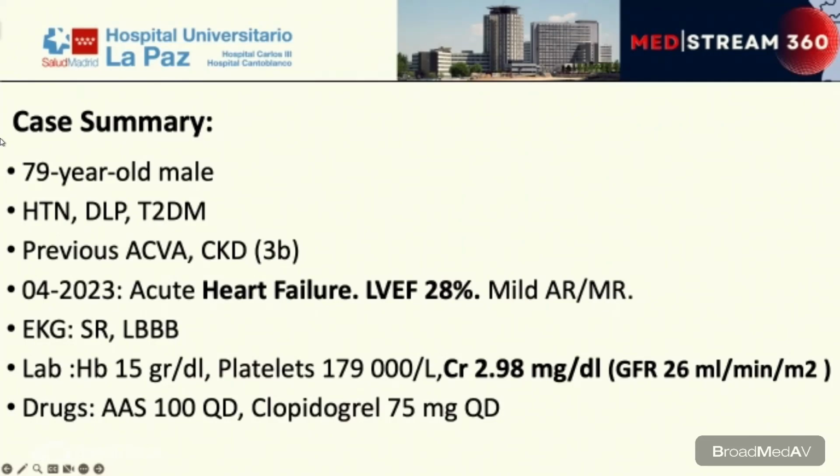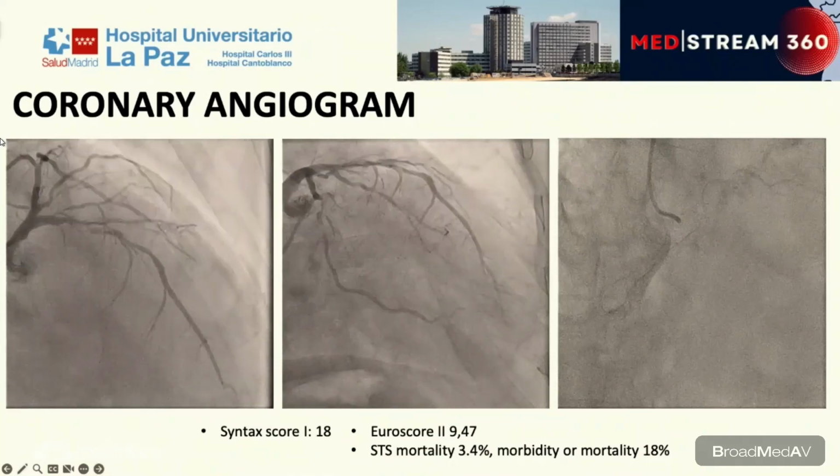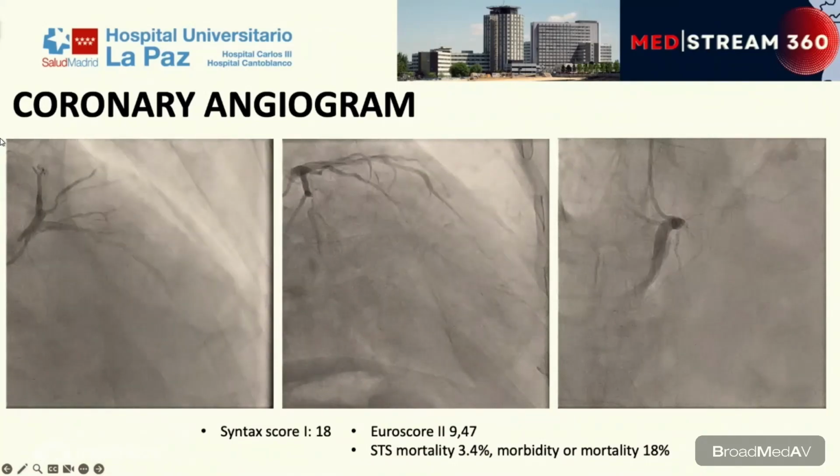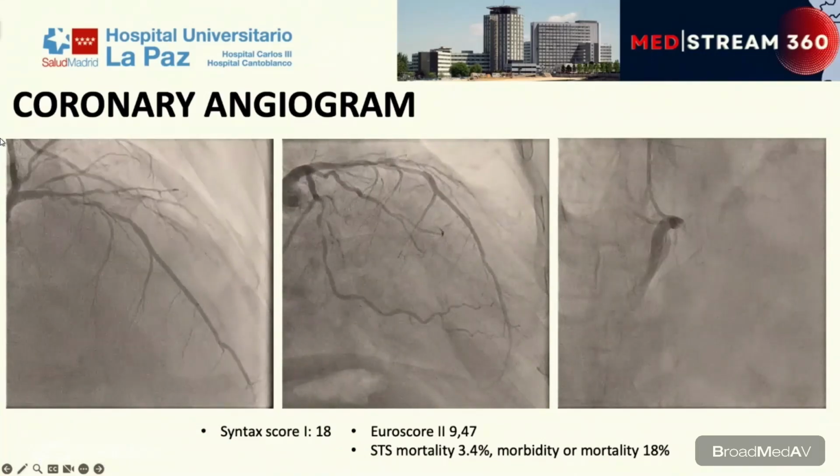left ventricle. In the electrocardiogram, he has a left bundle branch block, and in the blood test, he has 2.9 milligrams per deciliter of creatinine, which corresponds with a glomerular filtration of 26. During the hospital stay, a coronary angiogram was done, showing severe ischemic coronary disease. He has a severe disease of the proximal anterior descending artery, and he also has a severe disease of the circumflex in the distal zone.